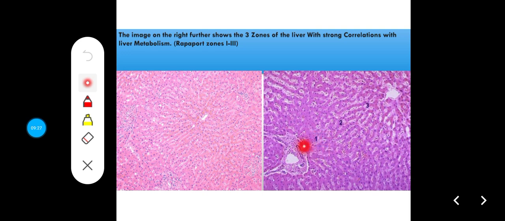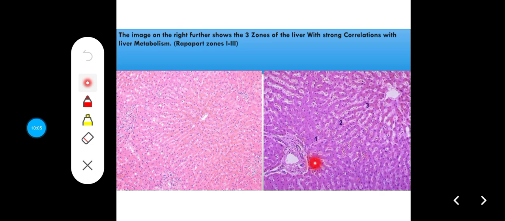Then zone 1 is the zone closest to, I made a mistake in the explanation. So zone 1 is close to the portal tract, portal triad. Then zone 3 is close to the central vein. So take note of that correction. Then zone 2 is the zone between zone 1 and zone 3. So zone 1 is the most sensitive.